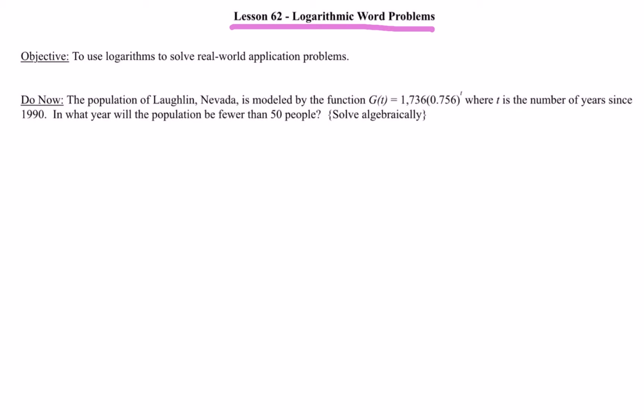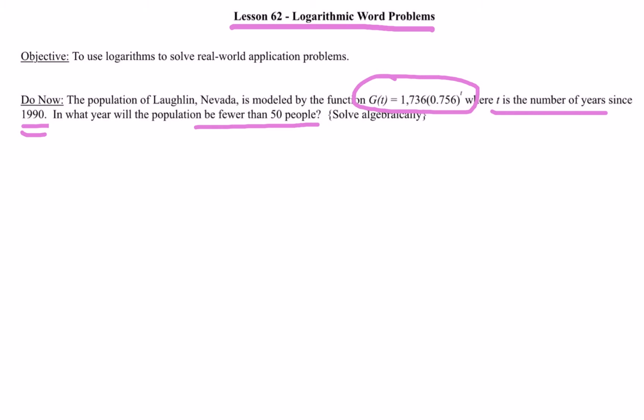Alright, so hopefully you paused the video and worked through the problem, but right now I'm going to work through it with you. So the first thing I'm going to do is read through the problem. It says the population of Laughlin, Nevada is modeled by the function this, where t is the number of years since 1990. And they're asking, in what year will the population be fewer than 50 people?